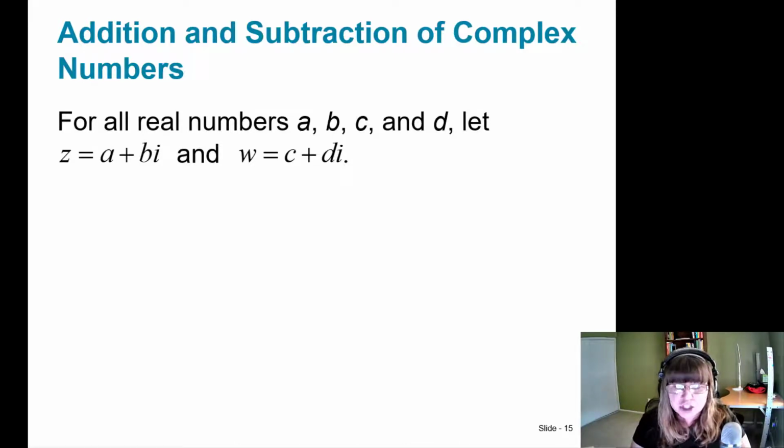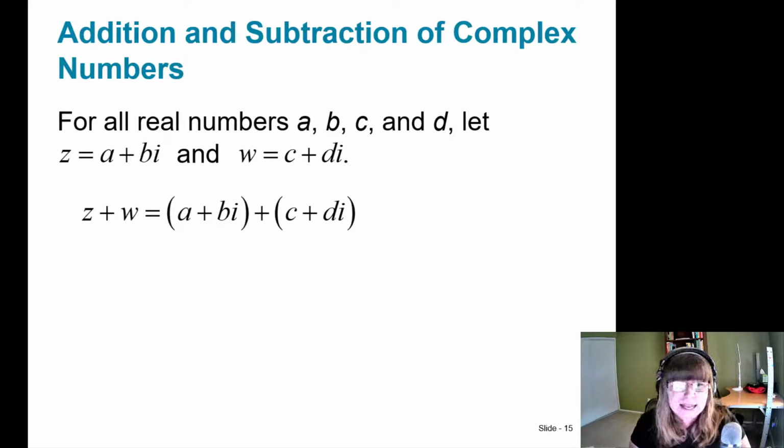So let's take two complex numbers z and w. z is a plus bi. w is c plus di. And keeping in mind, a, b, c, and d are just real numbers. They could be fractions, they could be negative numbers, they're just real numbers.